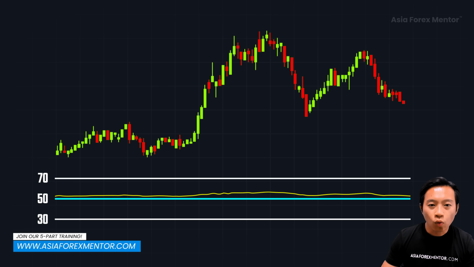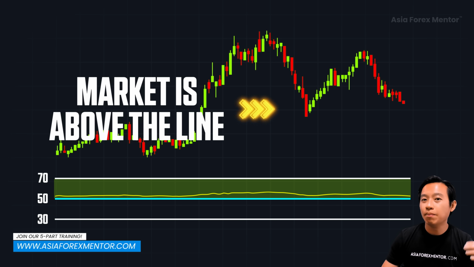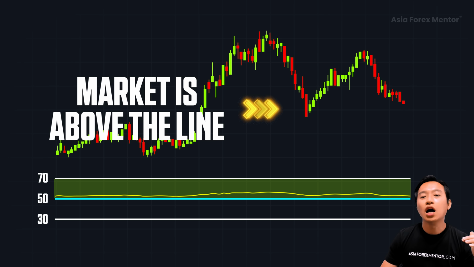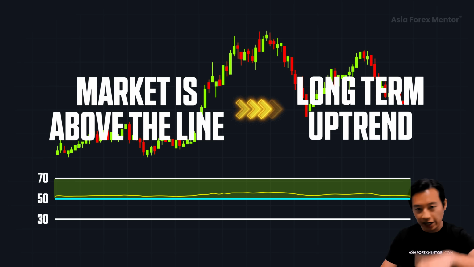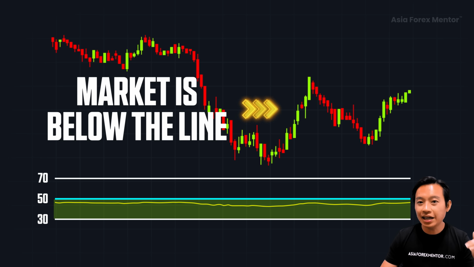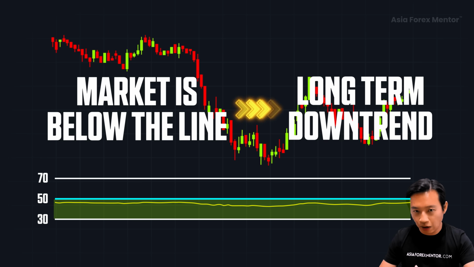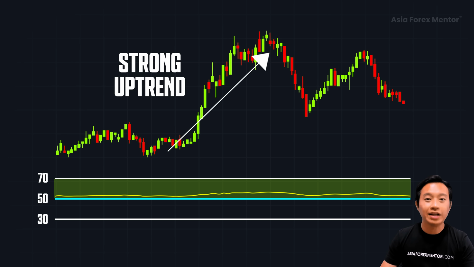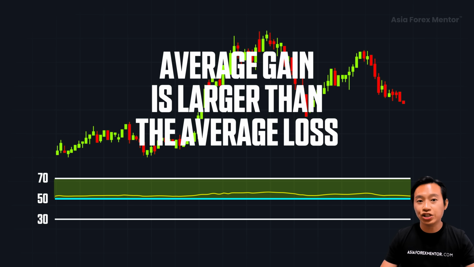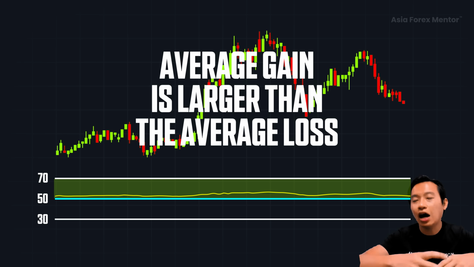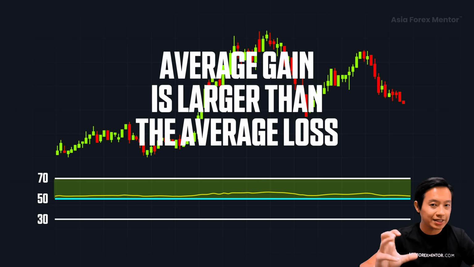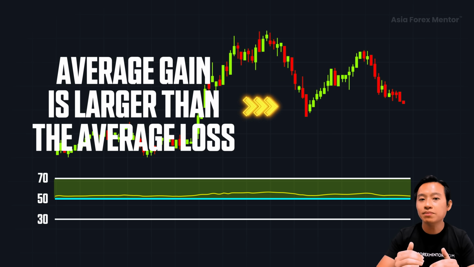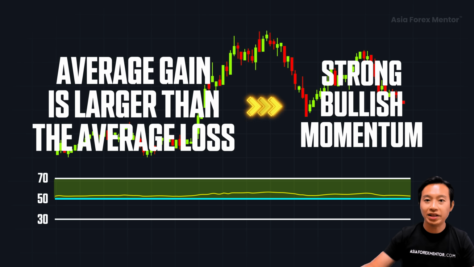Okay, so whenever the market is above the line, it indicates what? A long-term uptrend. On the other hand, if the market is below the line, it signals what? A long-term downtrend. Looking at this market, you can see that once the market moved above the line, it entered into a strong uptrend. This is because the average gain is larger than the average loss. This is the theory, how the whole formula is built behind the RSI. So this confirms there is strong bullish momentum.